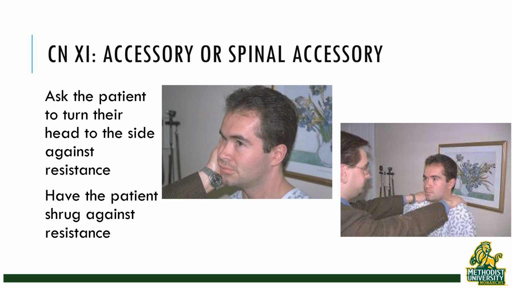Cranial nerve 11, you may remember from the neuroanatomy lecture, while we call it a cranial nerve, is actually a spinal nerve or spinal nerve branches that ascend through the foramen magnum and then seem to be a cranial nerve. And they govern movement of the neck and shoulders, so we have the patient turn their head to each side against resistance and shrug against resistance.